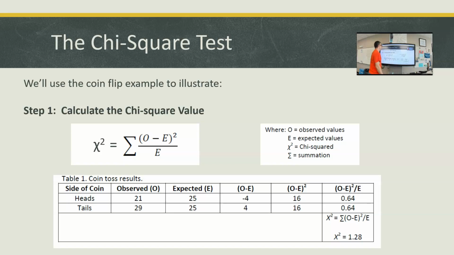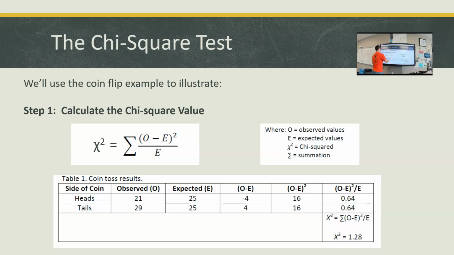So when you do that, you have your observed and your expected, and you only have two of them here: heads and tails. You've only got two different possibilities, unless something landed on its side, but we're not going to put that in there. So you take your observed, 21 minus 25. O minus E is negative 4. You square it, it's 16. You divide it by the expected value, which was 25, so 16 over 25 is 0.64.